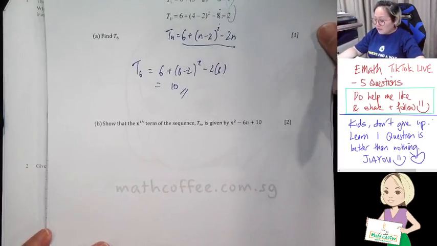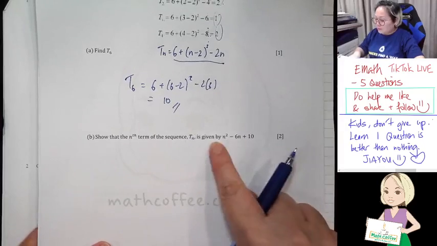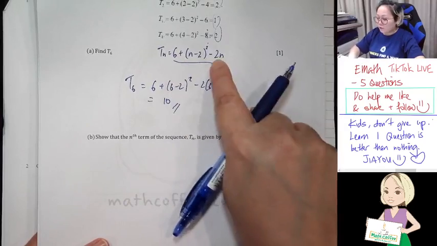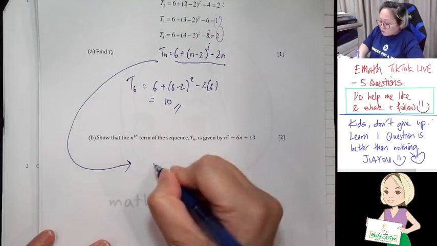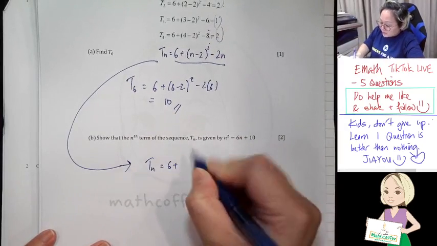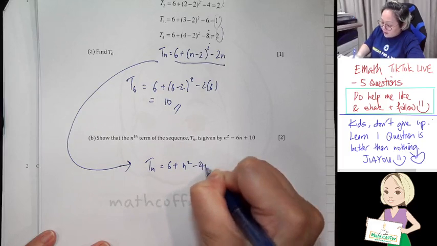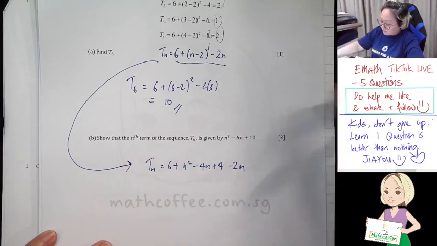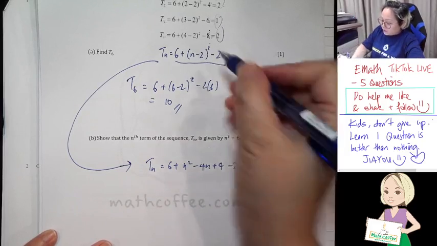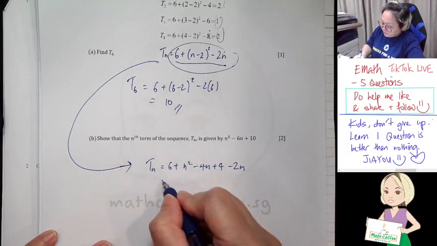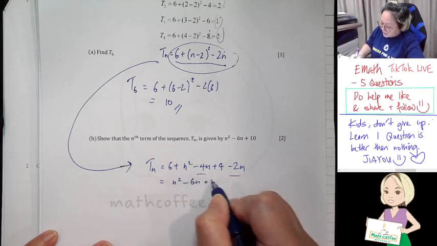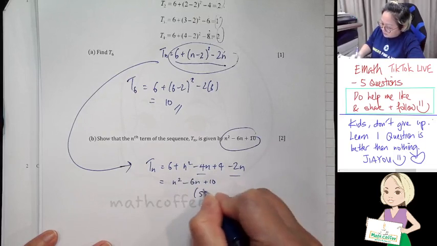So now here, they ask you to show that the nth term is this one. I already proved this part. This one you understand. So all I need to do is just to rainbow this part. So my Tn will be 6 plus n square minus 4n plus 4 minus 2n. Okay, what I did was just rainbow this one. Now simplify. So it's n square minus 6n plus 10. Ta-da! Happily shown.